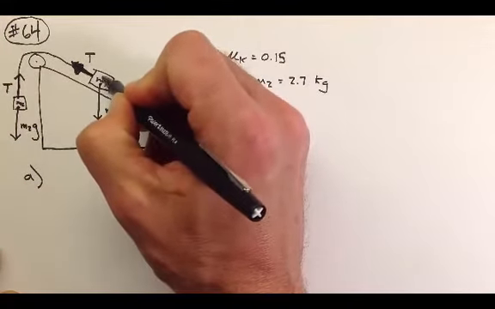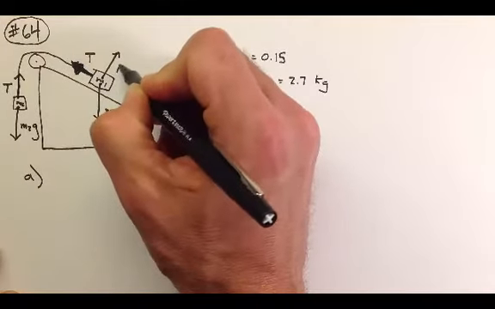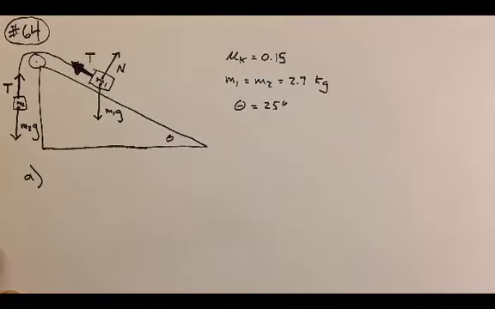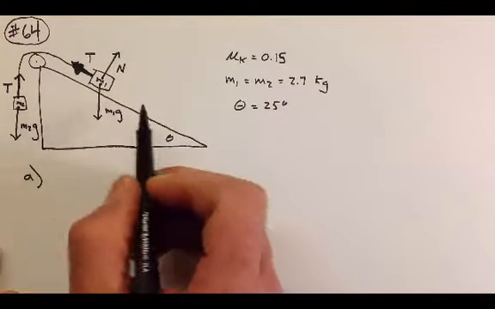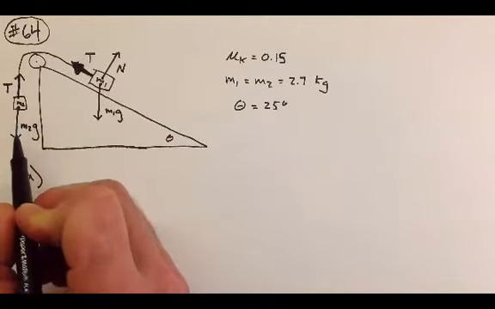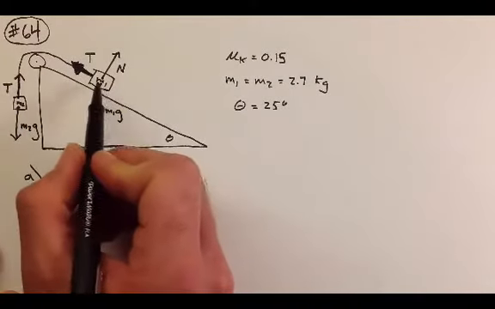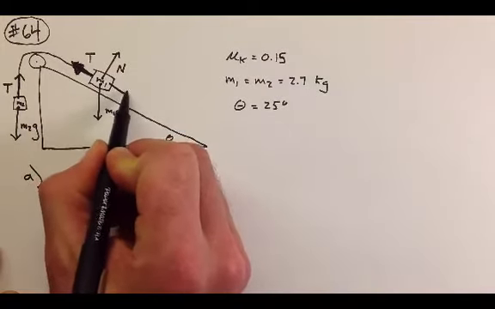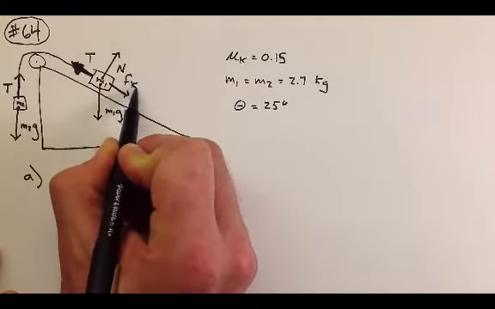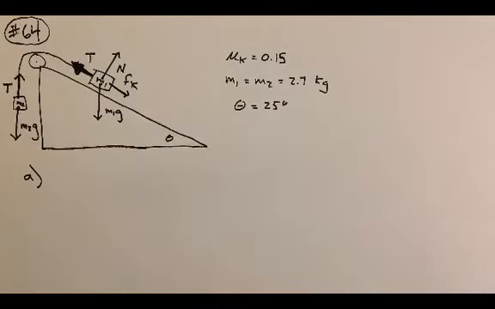Since M1 is on a surface, there is a normal force there, okay? And then we are told that the system is in motion, and that the system is in motion going in this direction here. So if M1 is sliding up this way, then our force of kinetic friction must be trying to oppose that motion, going down this way.